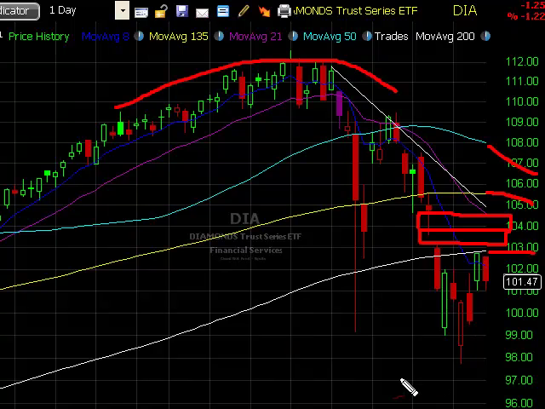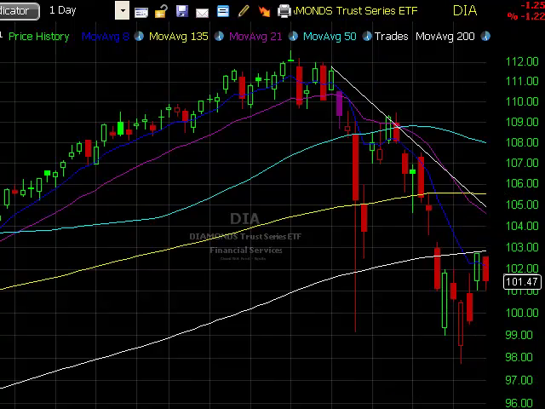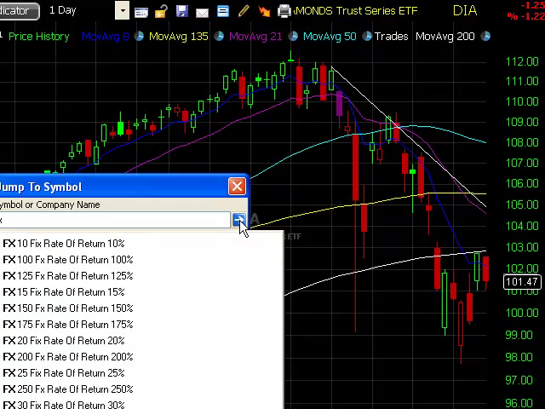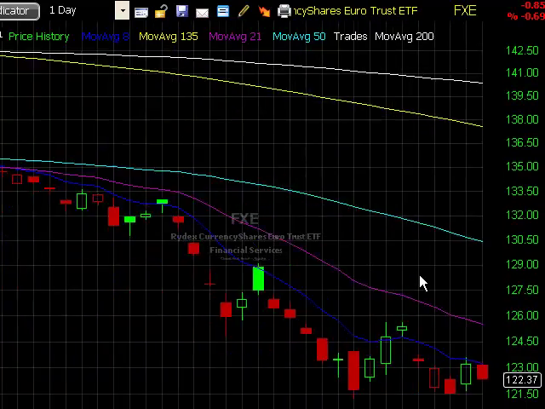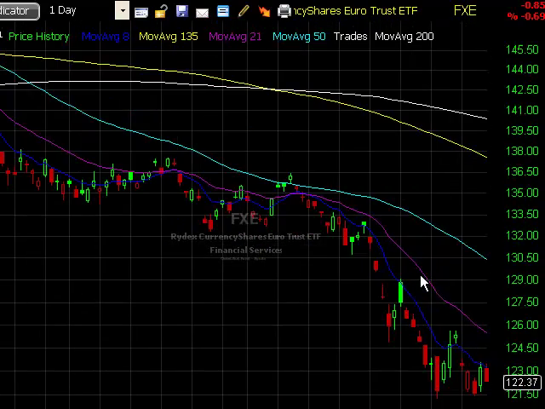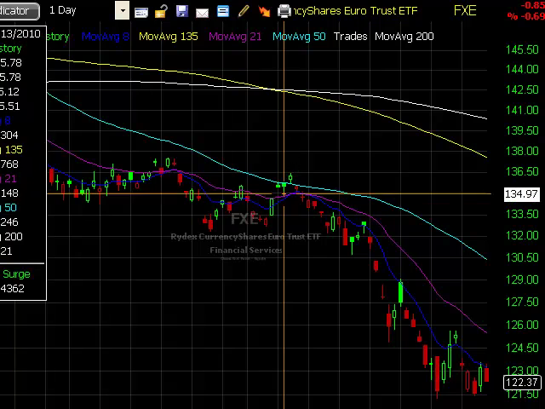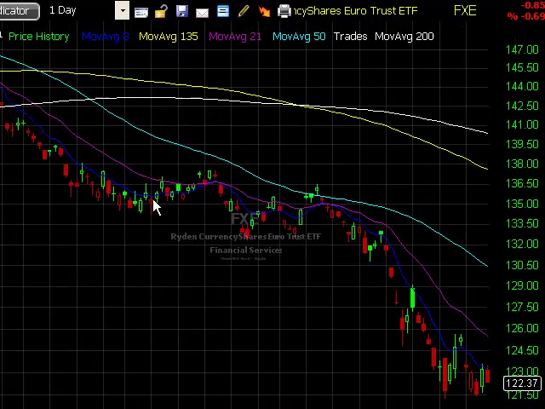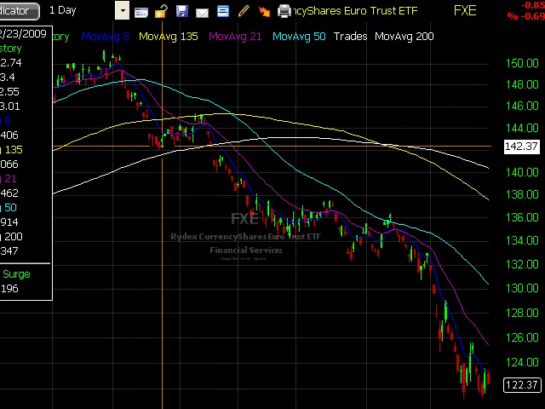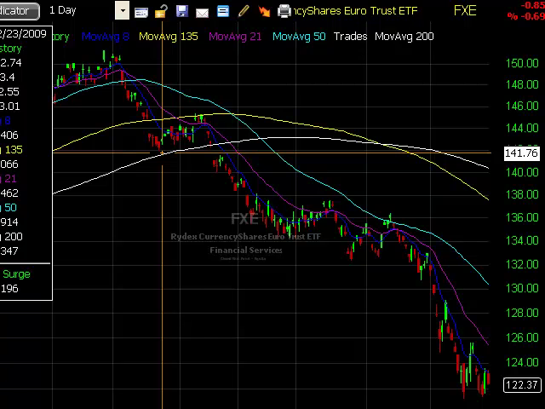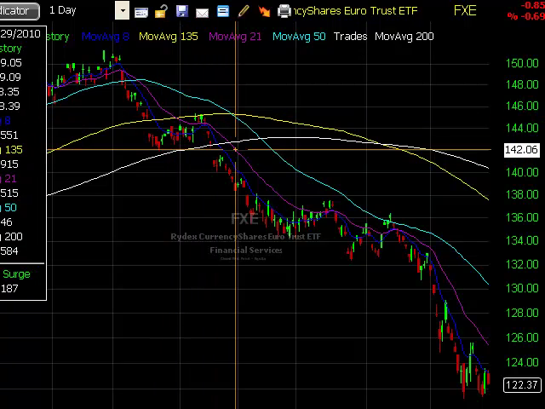But to continue our analysis, we're also going to take a quick look back at our FXE call back in January and see how that's doing, and it's still doing pretty good. Here in January, we said that after it fell through our 135 moving average, it came close to the 200. We figured that it was going to retest at 135 before falling apart.